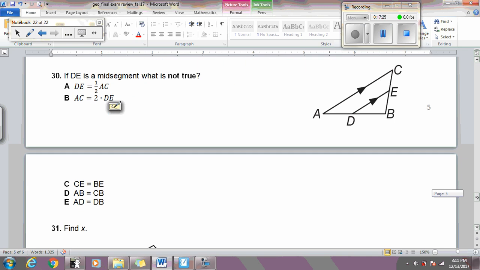So for number 30, we're talking about midsegments again. And it tells you that DE is a midsegment. So what is not true? So we're looking for not true.